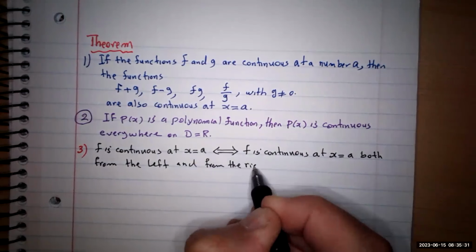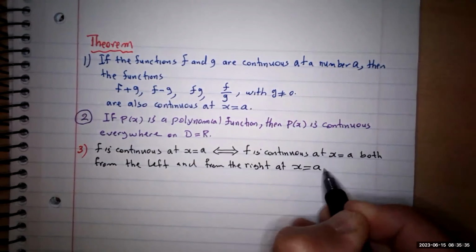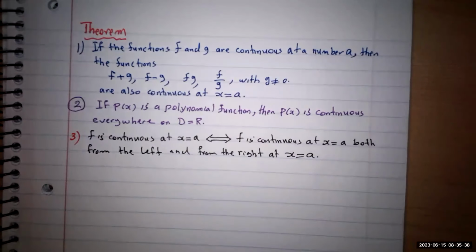From the right at x equal to a. So again, we check the right and the left limits. If the right limit is equal to f of a, in that case it's going to be continuous from the right. If the left limit happens to be equal, it's going to be continuous from the left. But if you get two different numbers, so the right limit and the left limit are not the same, in that case your function is going to be discontinuous. We use this one quite a lot.